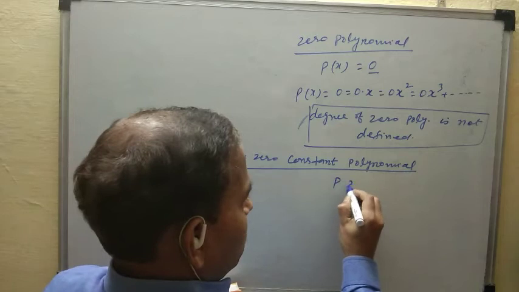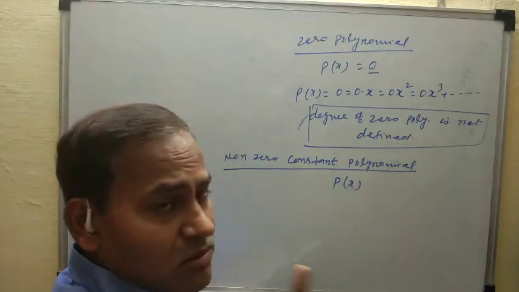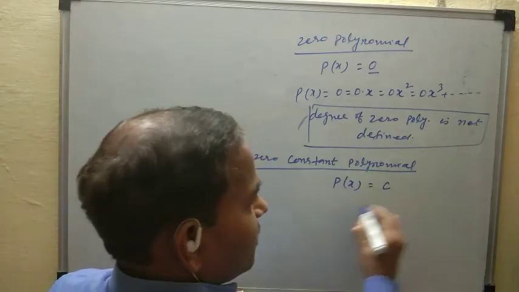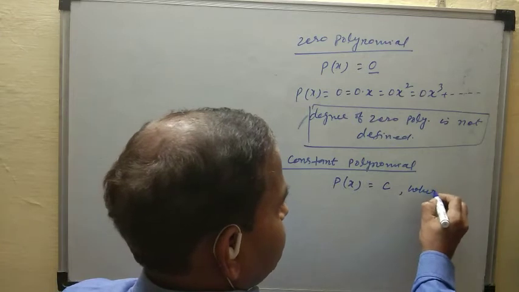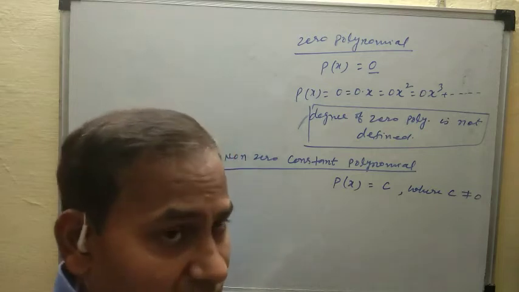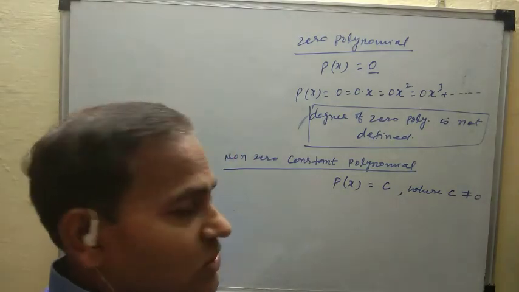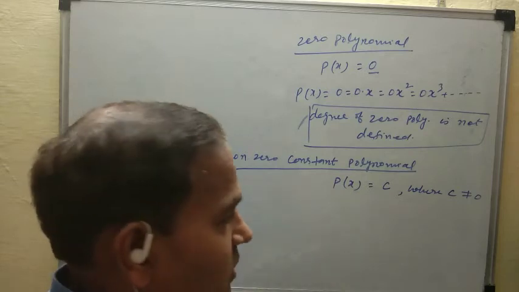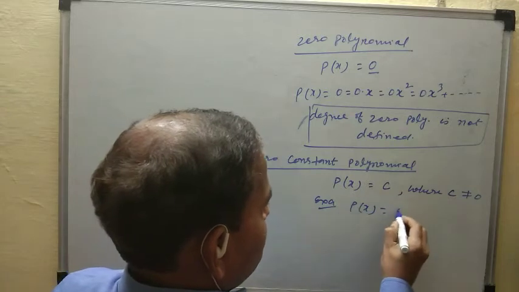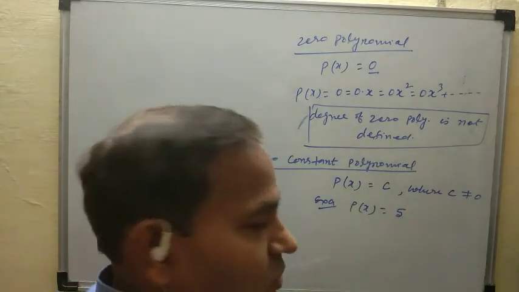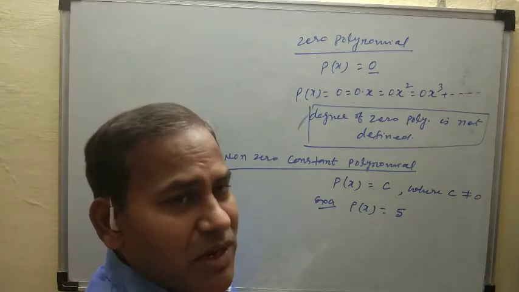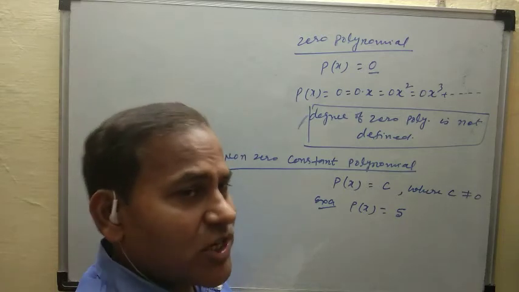So a polynomial p of x is called a non-zero constant polynomial when p of x is equal to any constant c, where c is not equal to 0 and c is any real number. For example, suppose p of x is equal to 5. This is a constant polynomial, or p of x equal to 6 or 9 or 1/2 or 100, all are called constant polynomials.